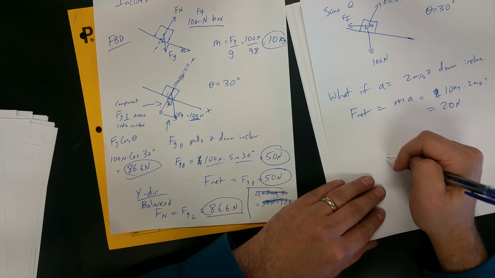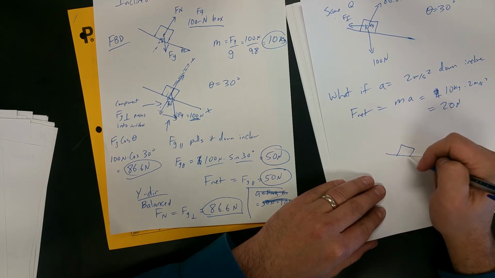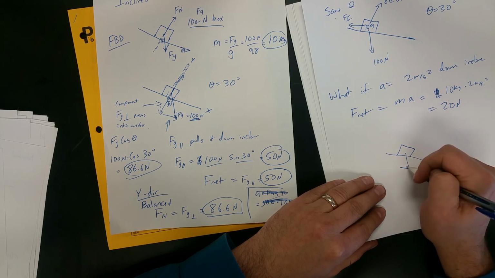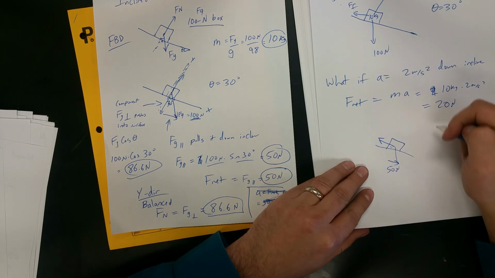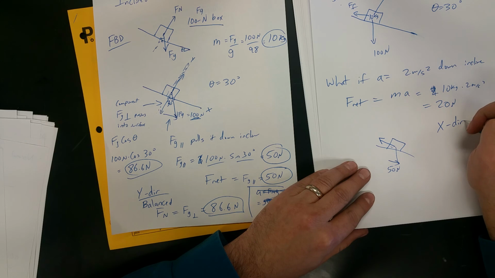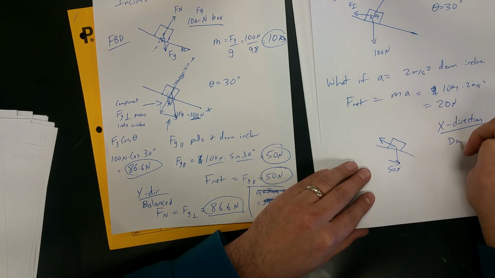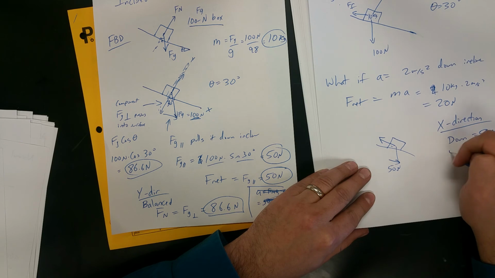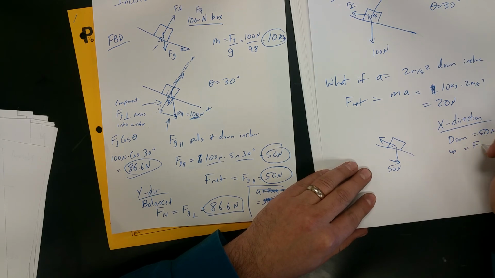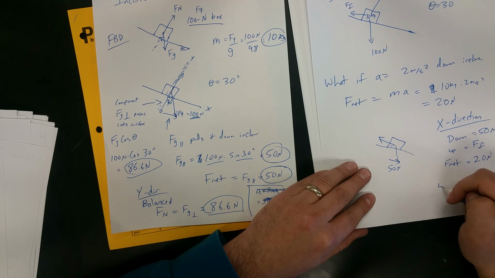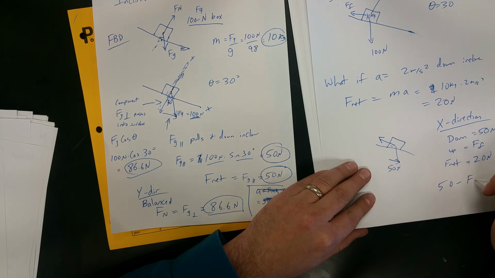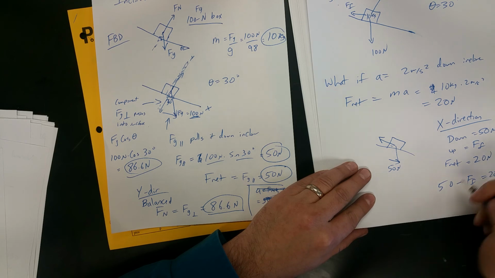So what is the frictional force? Well, let's think about it. That component of weight is going to be 50 newtons. That is going to be balanced out, and this is what I'm going to call the x direction right here. So in the x direction, down the incline you have 50 newtons. Up the incline, you have a force of friction. And the net force in that x direction is going to be 20 newtons. So you say, 50 minus my force of friction has got to equal 20 newtons. So your force of friction has got to be 30 newtons.